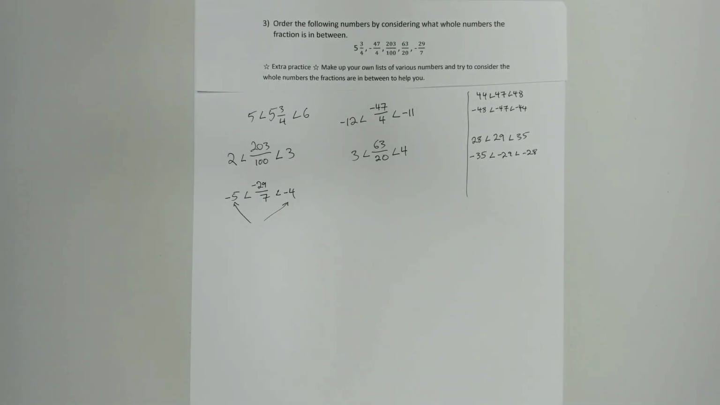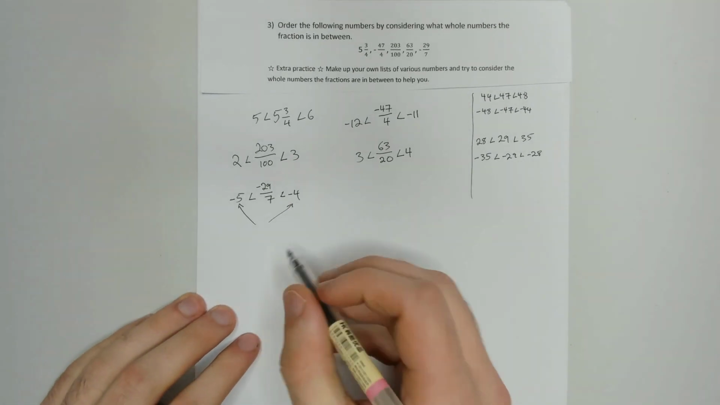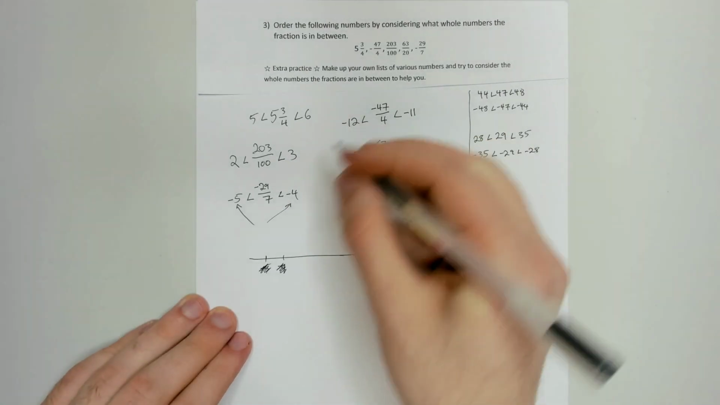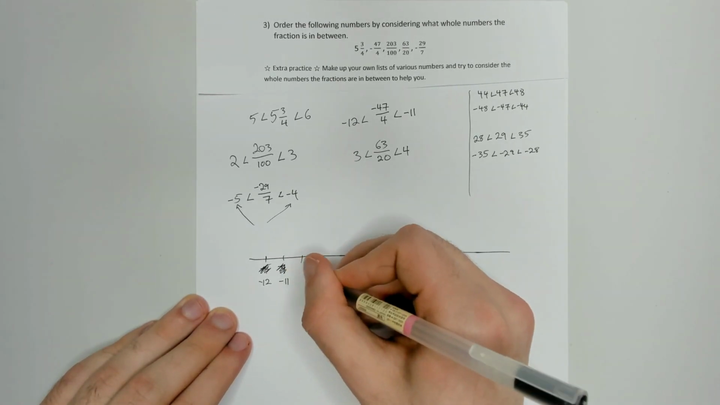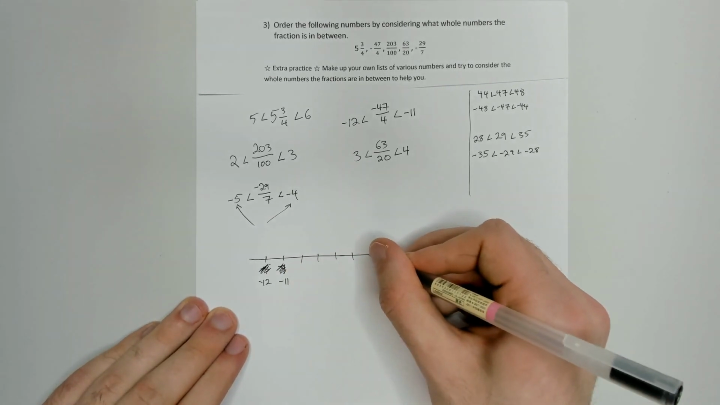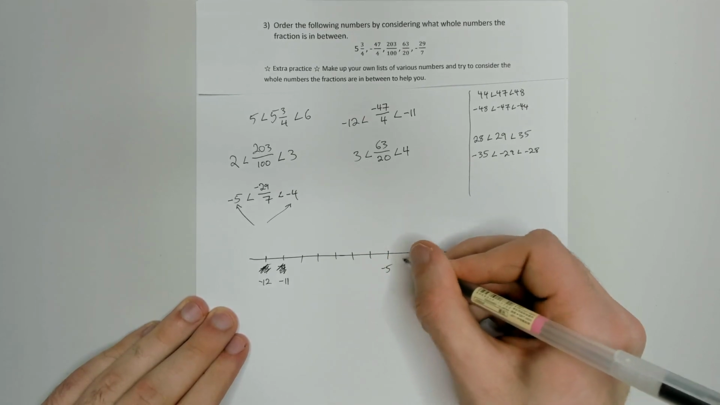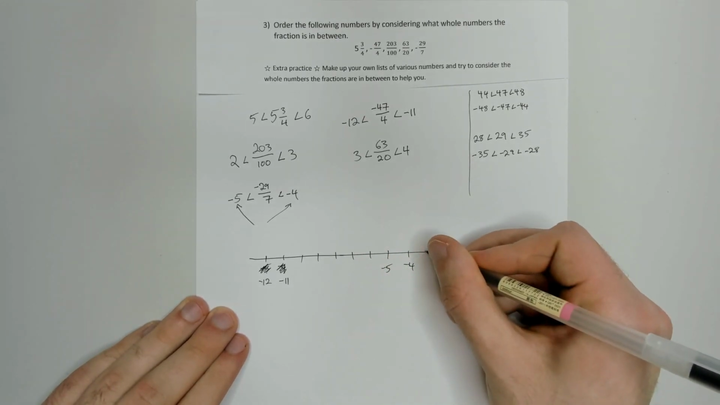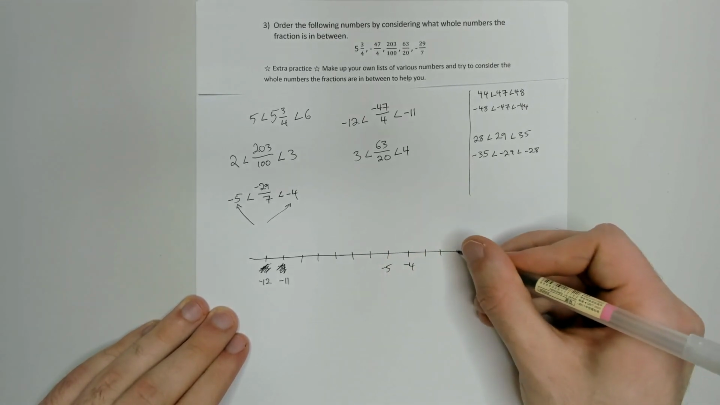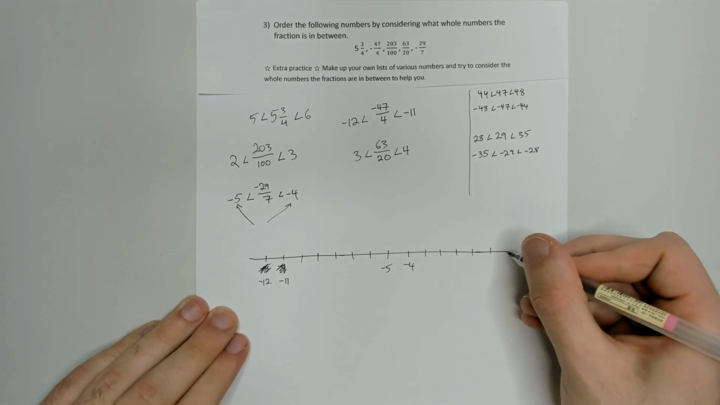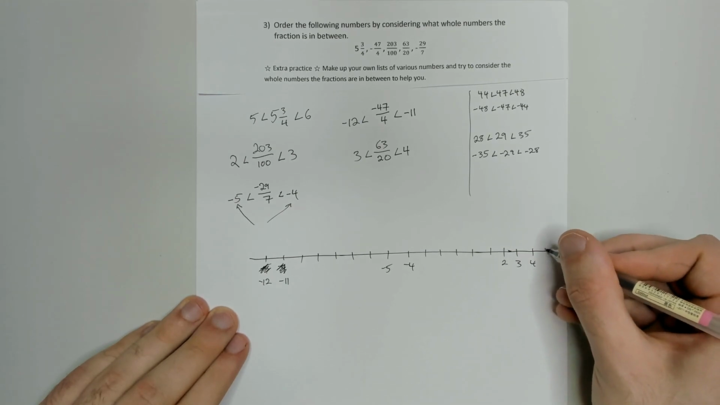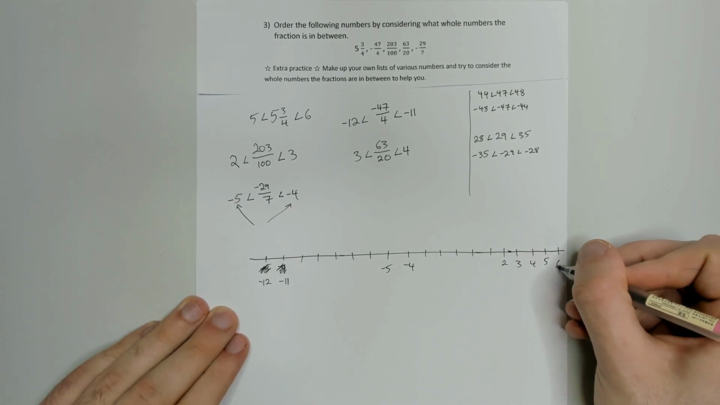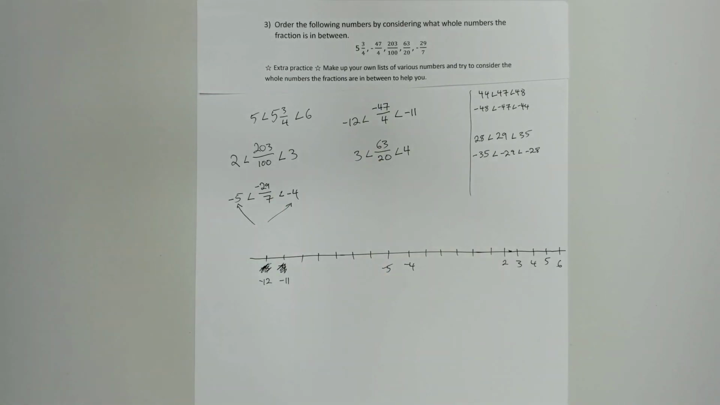So now, why is this useful? Well, let's just draw a number line here, okay? So you've got negative 12, negative 11, negative 10, negative 9, negative 8, negative 7, negative 6, negative 5, negative 4, negative 3, negative 2, negative 1, 0, 1, 2, 3, 4, 5, and 6. So that covers all the whole number values that we have here.